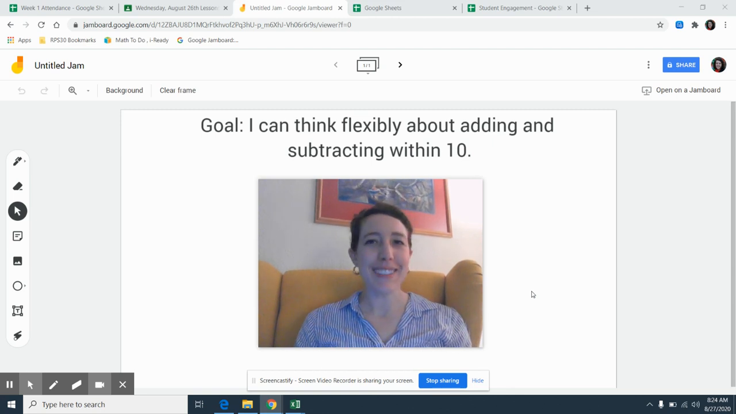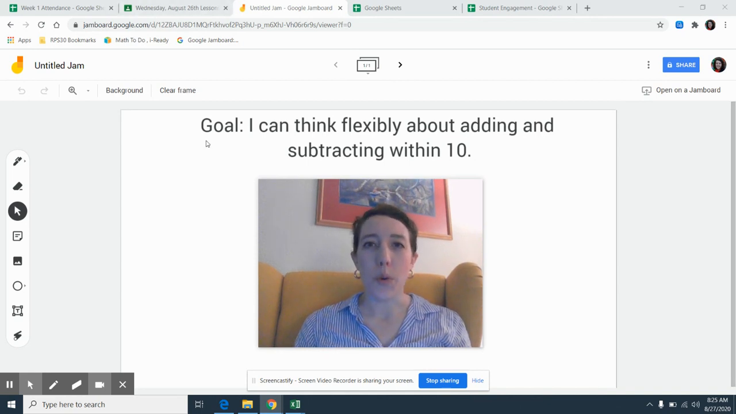Hello there, mathematicians, and welcome to the second part of today's math lesson. Go ahead and follow along with me as I read our goal. Goal. I can think flexibly about adding and subtracting within 10.